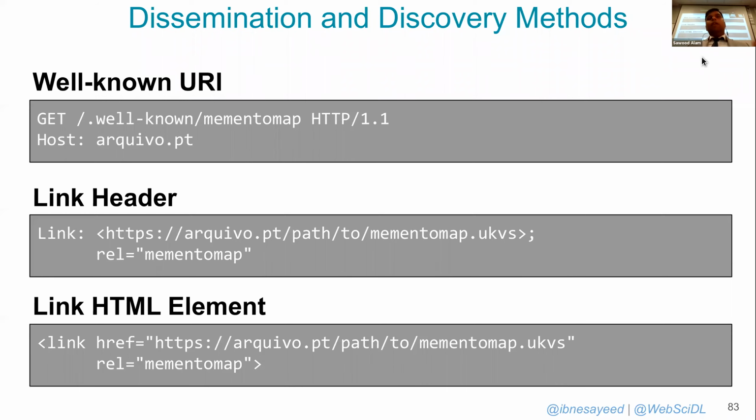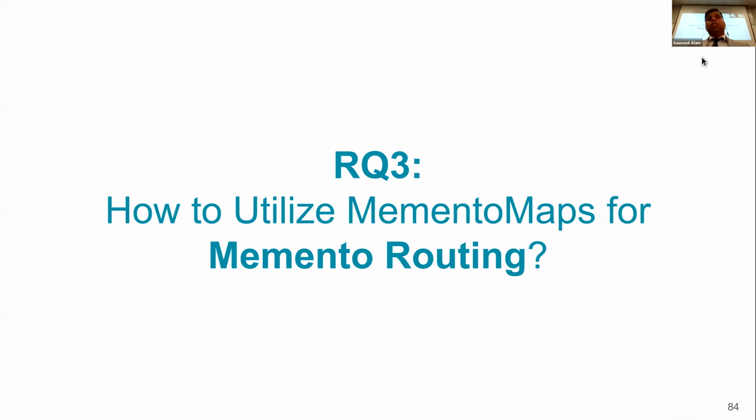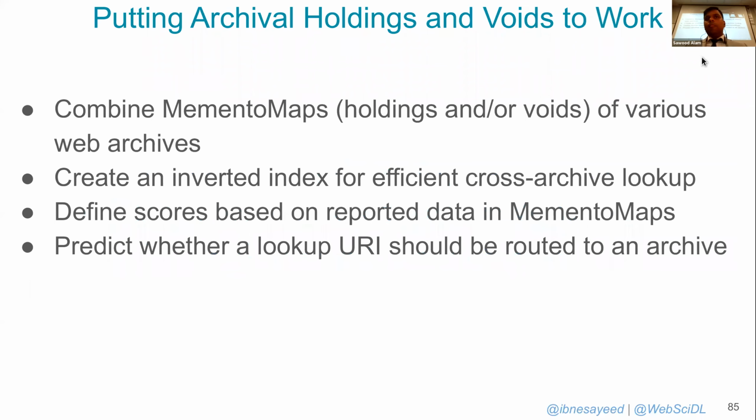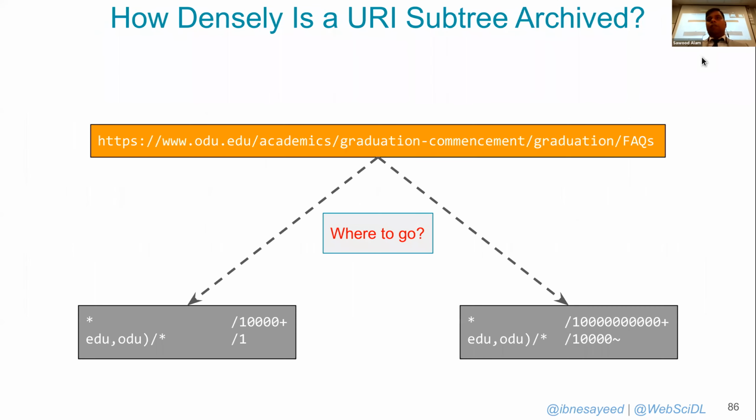Then with this, we can move on to the final research question: how to utilize these MementoMaps for memento routing. So putting all these archival holdings and voids together, we combine these MementoMaps and create an inverted index, then define a bunch of scores and predict their existence in certain archives.